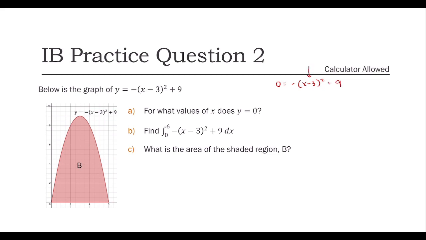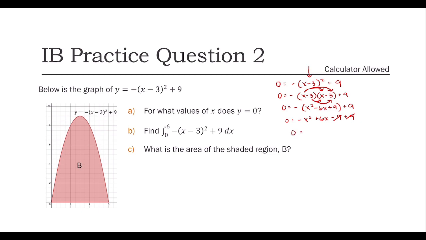We can go ahead and distribute this out. So we'll have 0 equals negative x minus 3 times x minus 3 plus 9. So 0 equals negative x times x is x squared. Then we have x times negative 3 is negative 3x. And then we have another negative 3x. So we have minus 6x. And then negative 3 times negative 3 is plus 9. And then we have plus 9. So 0 equals negative x squared plus 6x minus 9 plus 9. So the 9's go away because negative 9 plus 9 is 0.